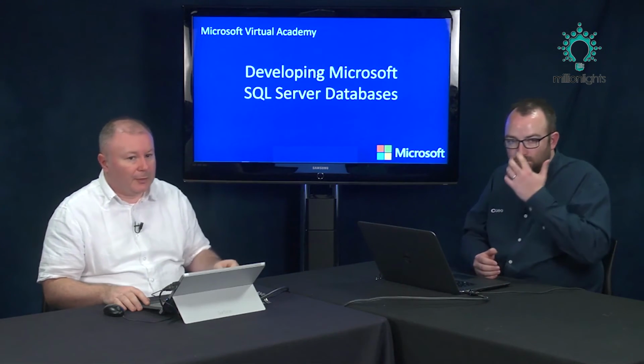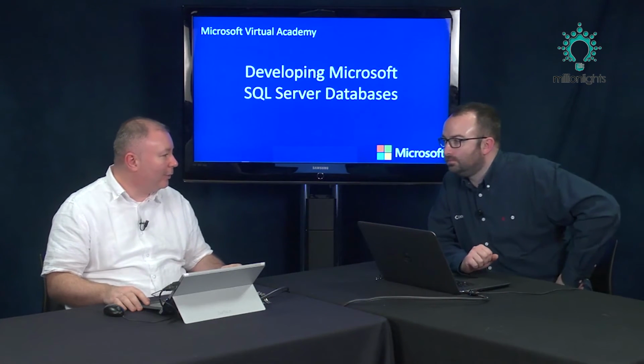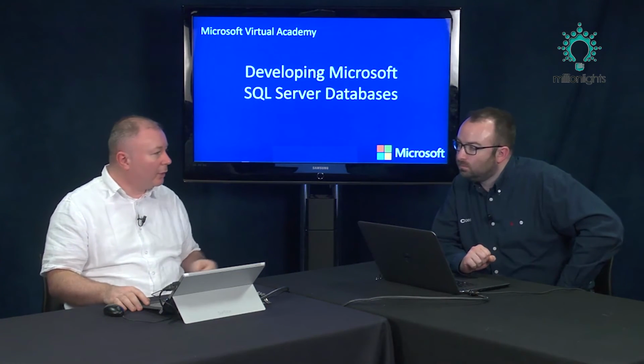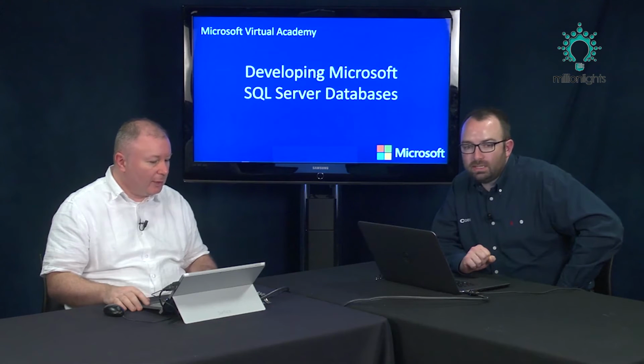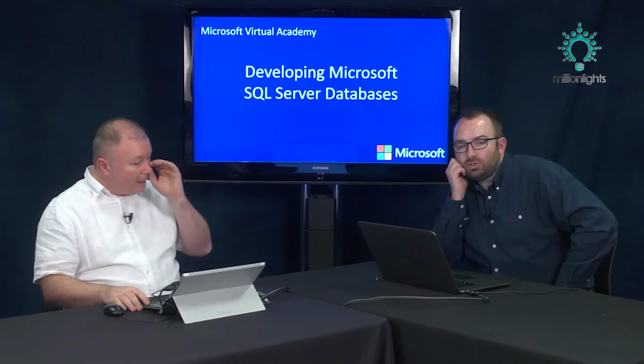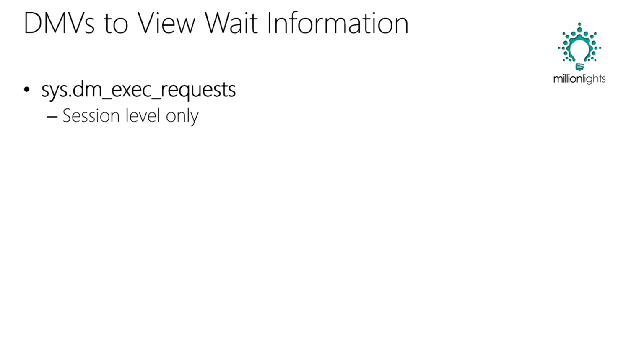So if I want to view these waits, up till now we've seen lots of different dynamic management views for viewing different things, and we actually saw one of these to look at waits in one of the previous demos. So the first one is really sys.dm_exec_requests, and I like to think of it as a replacement for sp_who that we would have used in previous versions, a stored procedure to return who's doing what. So dm_exec_requests provides wait information at the session level.